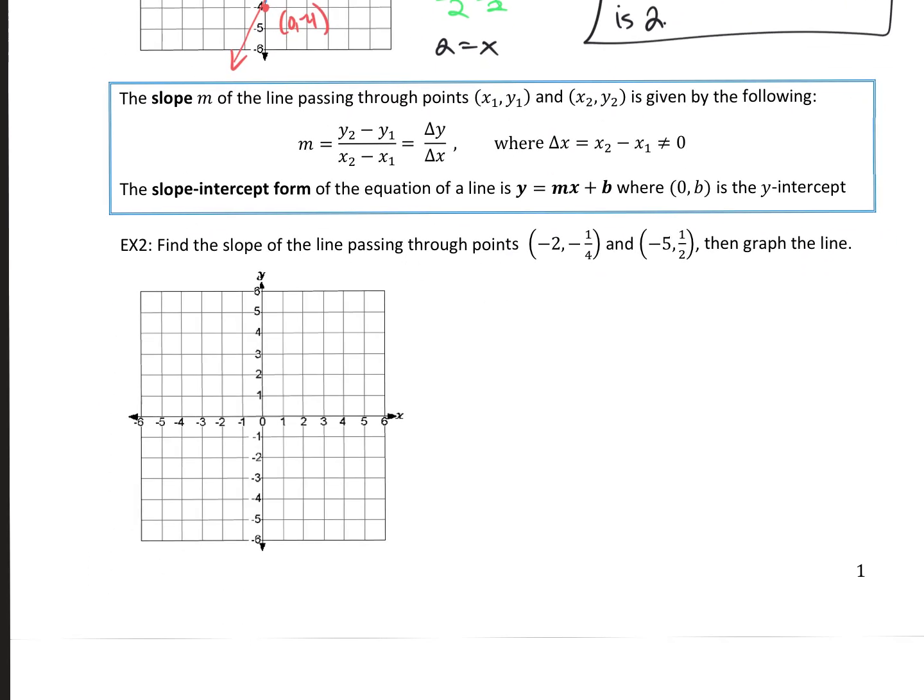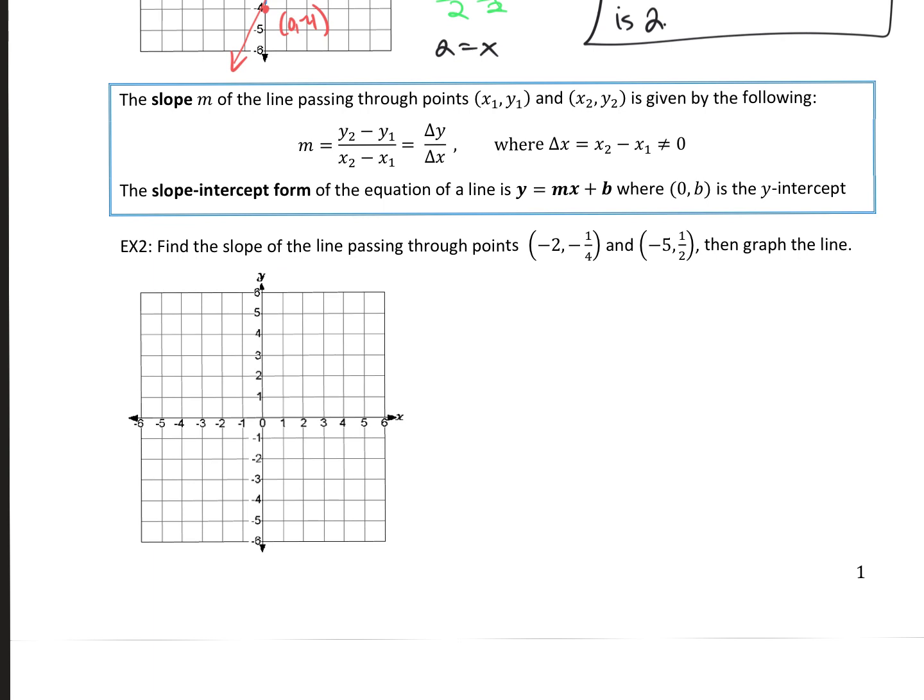All right, let's take a look at slope. So the slope m of the line passing through the points (x sub 1, y sub 1) and the other point, (x sub 2, y sub 2), is given by the following. We take the subtraction, and we get the change in y over the change in x. So the slope-intercept form of the equation is y equals mx plus b, where b is the y-intercept and the m is the slope.